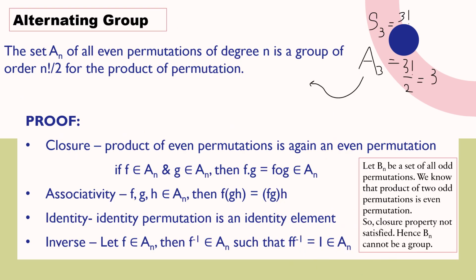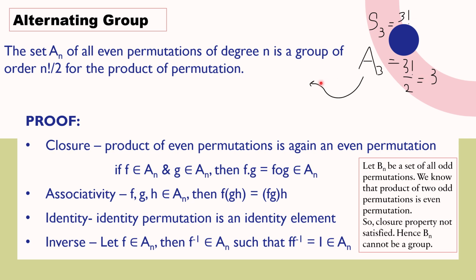Alright. Then the last topic is the alternating group. So this is again a very easy topic. The set An of all even permutations of degree n is a group of order n factorial by 2 for the product of permutation. So for S3 it is 3 factorial. For A3 it is 3 factorial over 2, which equals 3. So therefore the number of elements inside A3 is 3.